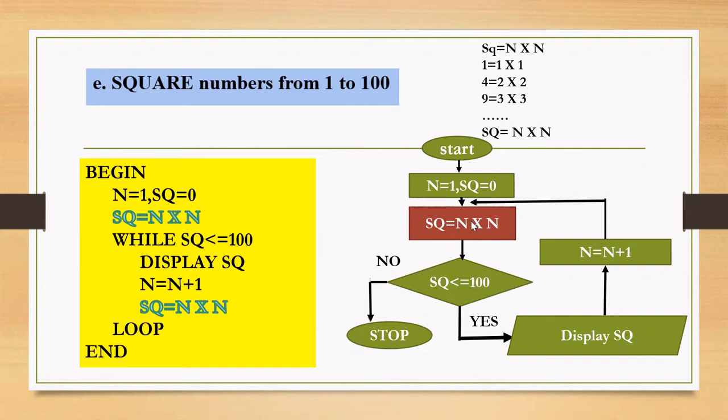Now let's see the flow chart. That is very important. Here 1 is assigned to n. SQ is just an empty box. So SQ is n into n. That is our first process. If so, we can get the first square number, then check whether SQ is less than or equal to 100. 1 is less than or equal to 100, so display 1. Then 1 plus 1 is 2, then 2 into 2 is 4. That is very easy for you.